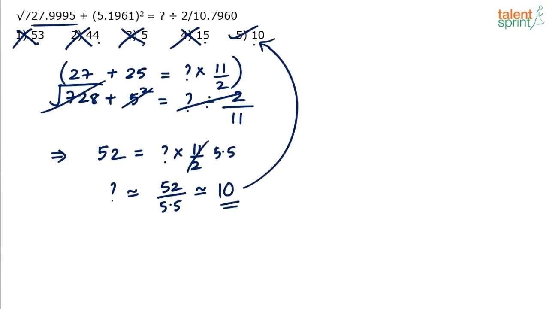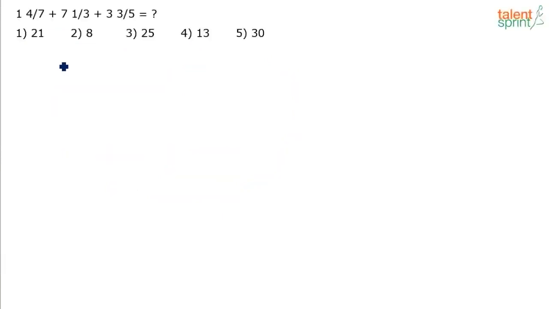So this is how you deal with questions in bank exams. Let us now look at example number 4 from approximations, where we will deal with a question based on fractions. So the question here is 1 4 by 7 plus 7 1 by 3 plus 3 3 by 5 is equal to what? And we have to find out approximately what comes in place of this question mark. Options are 21, 8, 25, 13 and 30.